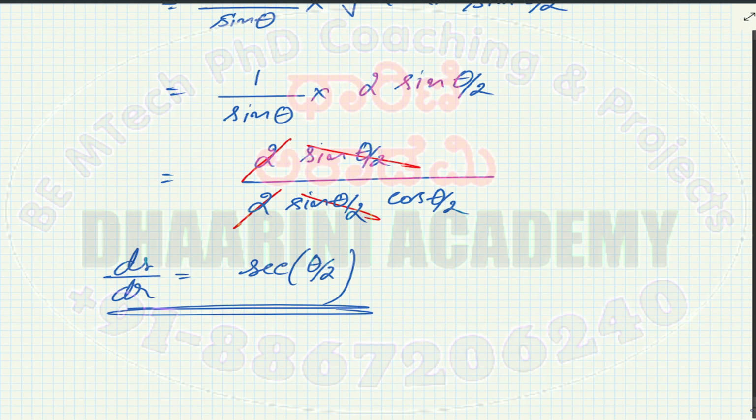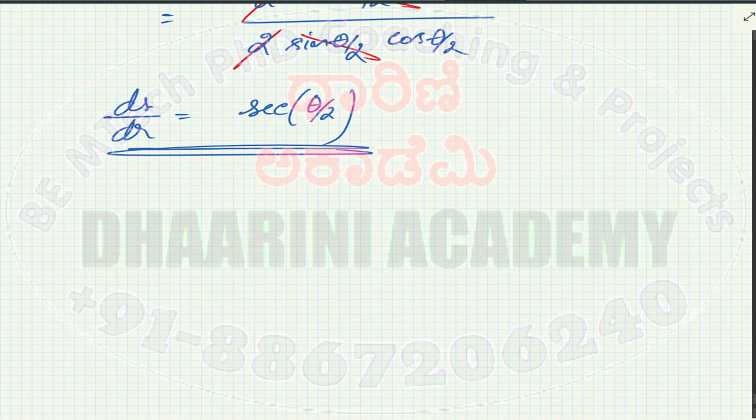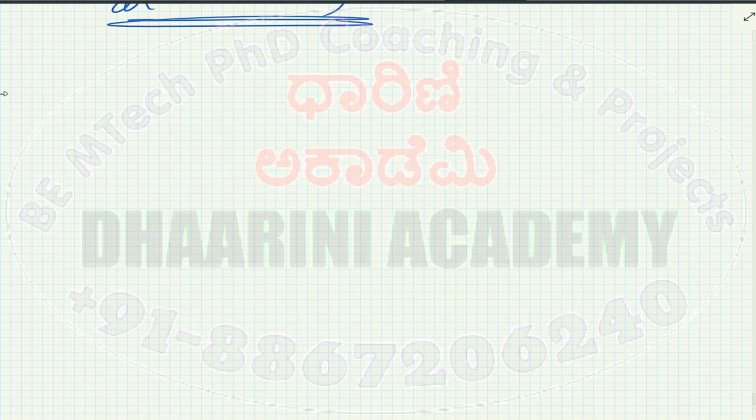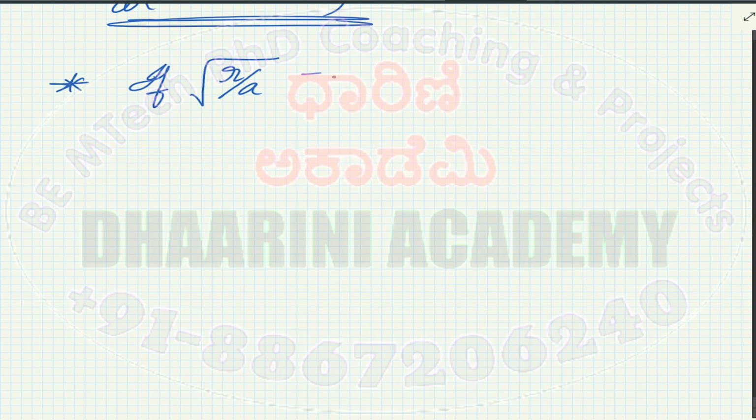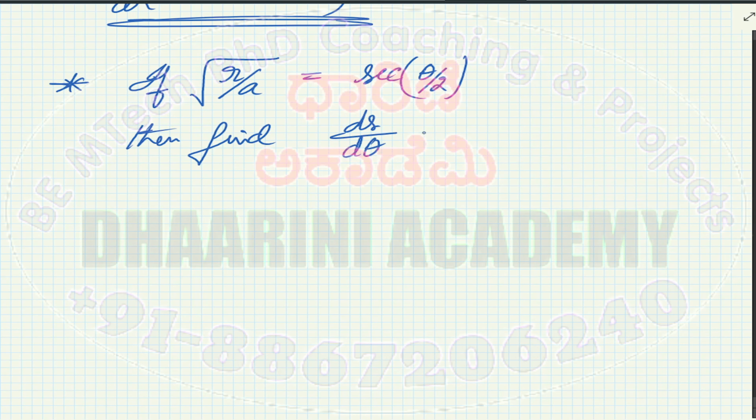Okay, so this is the answer. Then let's go to the next question. Okay, this is the next question. If square root of r by a is equal to secant of theta by 2, then find the values of ds by d theta and ds by dr.